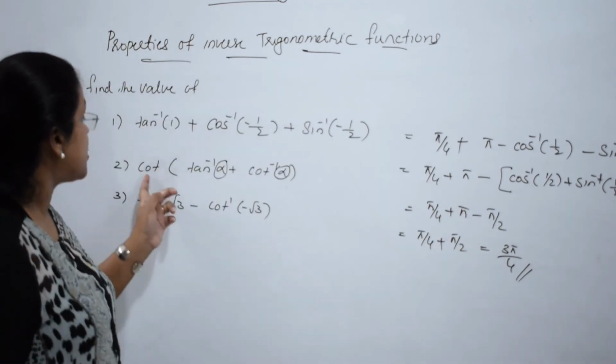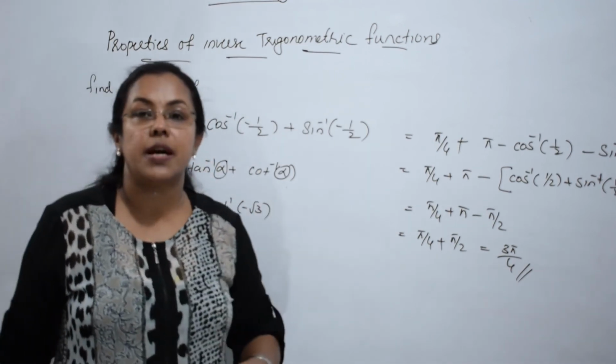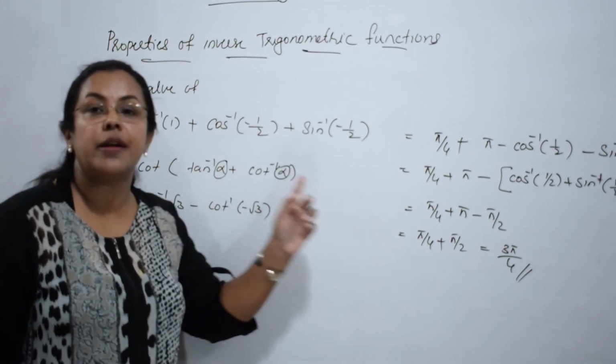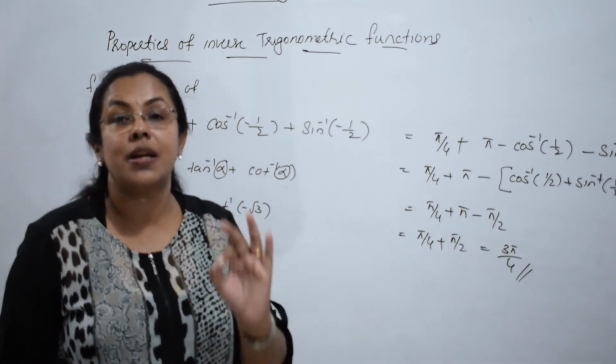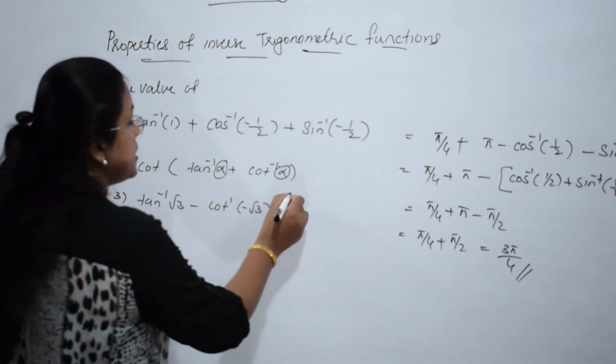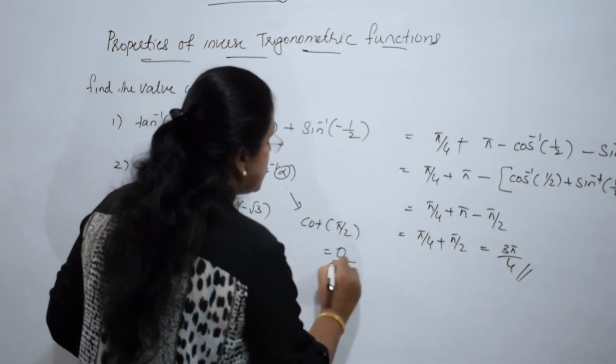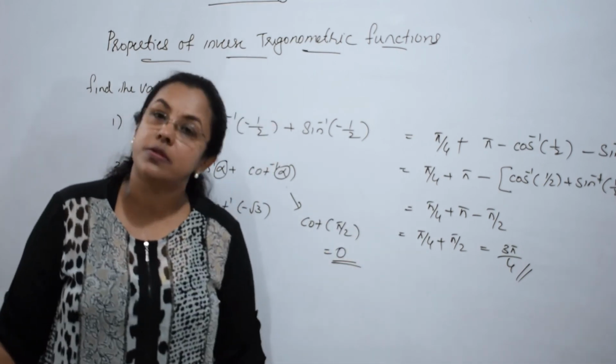Now look at the second question. Cot of tan inverse alpha plus cot inverse alpha. Look at this too. Both are alpha, so it remains the same. Tan inverse x plus cot inverse x is nothing but pi by 2. So we can write it as cot of pi by 2. What is cot pi by 2? Cot pi by 2 is equal to 0.